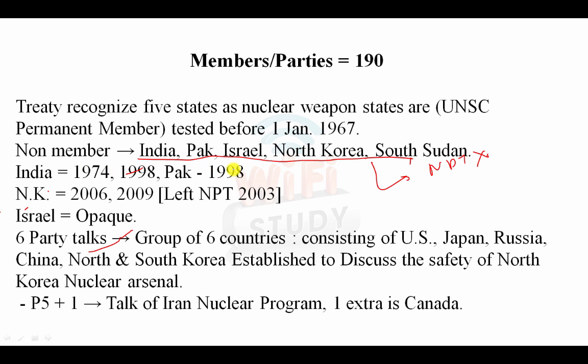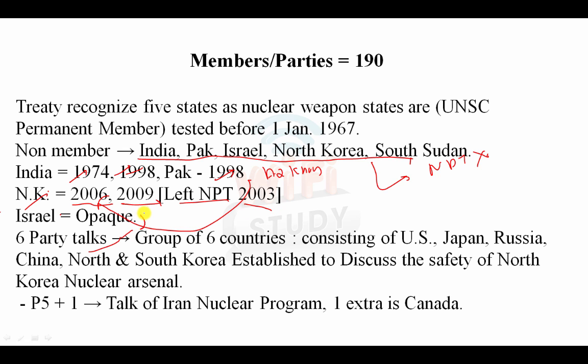India did its nuclear experiments in 1974 and 1998. Pakistan did in 1998. There was a scientist of Pakistan named A.Q. Khan, who transferred this technology to North Korea also. So they did their experiments in 2006 and 2009. They left the NPT in 2003.